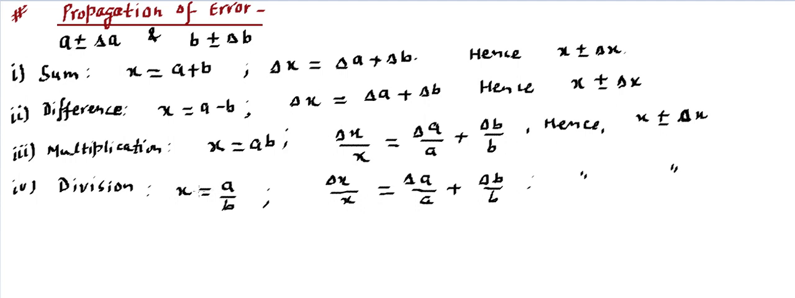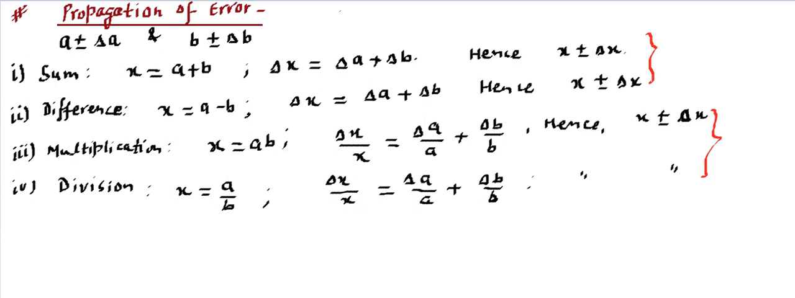So in division we have again the same rule, that means relative or fractional errors have to be added up to get the fractional error in the division quantity. Again here we are going to use the plus sign, not the minus sign. So division and multiplication have the same expression for error, and they have the same error rule as summation and difference. Here we are adding the absolute errors, here we are adding the relative errors. That has to be kept in mind.